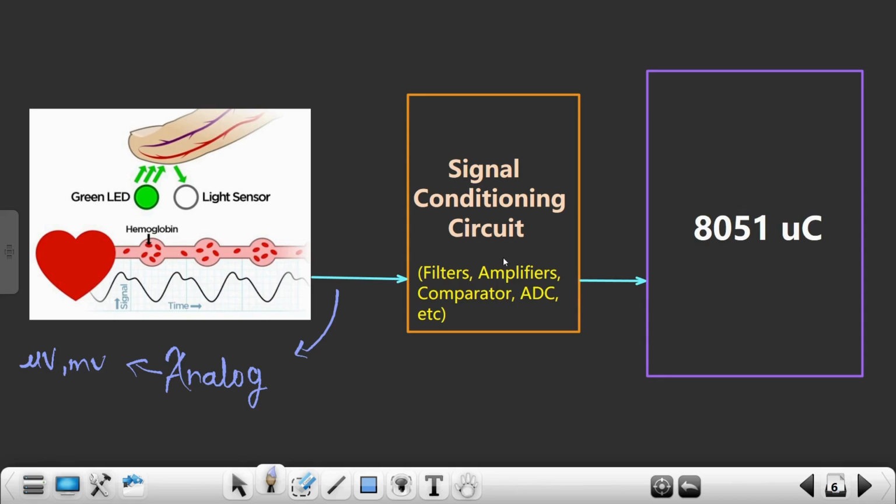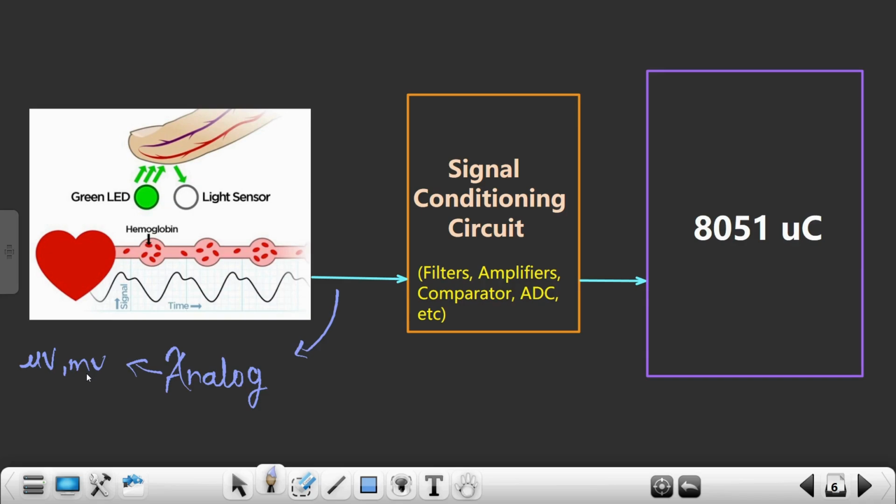Great. So now this signal will pass through certain components, that is filters, amplifiers, comparators, ADCs, etc. The entire system combined forms what? A signal conditioning circuit. A signal conditioning circuit consists of all these components: filters, to filter out certain frequencies, then amplifiers. Obviously this signal is in microvolts, millivolts, right?